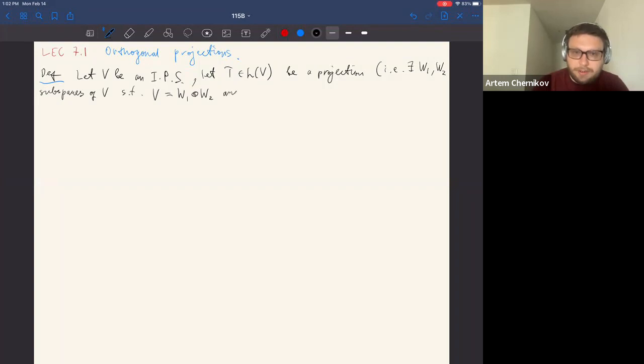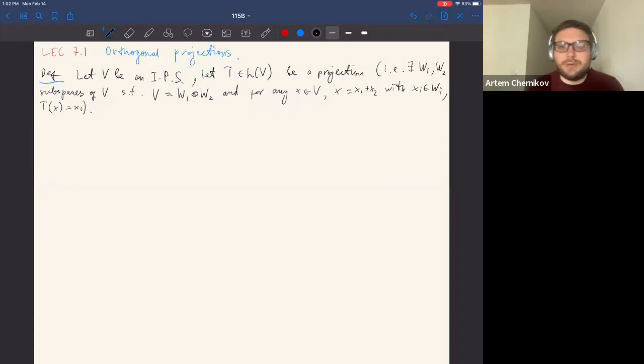Okay, and for any vector X in V, since this is the direct sum, X can be written as the sum of two vectors X1 plus X2 with Xi in the corresponding subspace Wi. We have that the value of T of X is just X1, okay? So in this case, we say that T is a projection, and now a projection is said to be orthogonal.